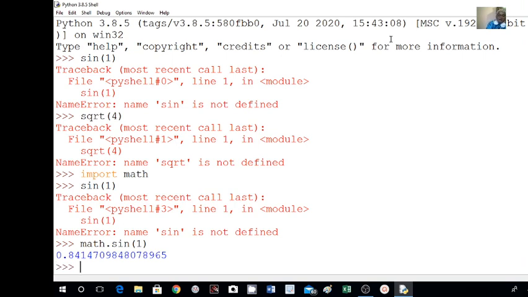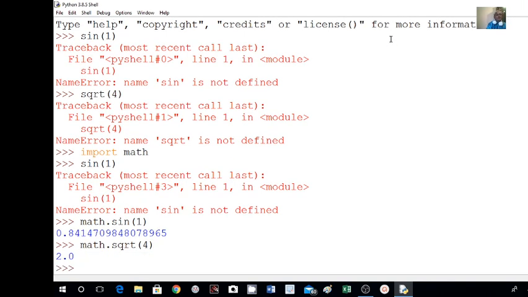Similarly, math dot square root. I will go for square root, SQRT bracket 4 bracket close. Okay, if I enter, I am getting it is equal to 2. So that means every time I have to write math dot.